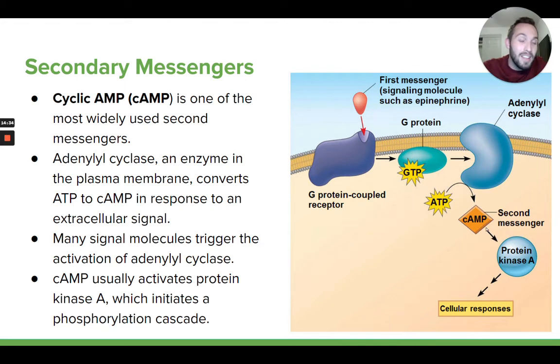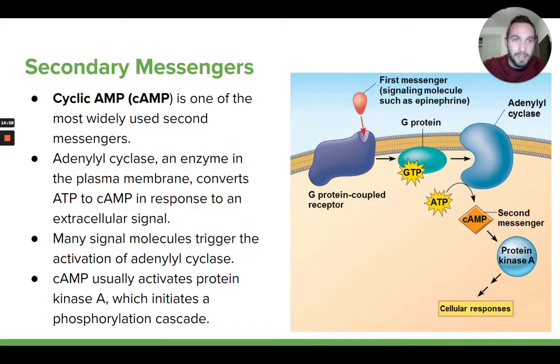And then you can see that the cAMP can bind to protein kinase A, a certain type of protein kinase inside the cell, and activate that protein kinase. That's probably going to start a phosphorylation cascade where that protein kinase phosphorylates other protein kinases, which phosphorylate other protein kinases, which end up phosphorylating some protein in the end. And then you finally get to your cellular response.